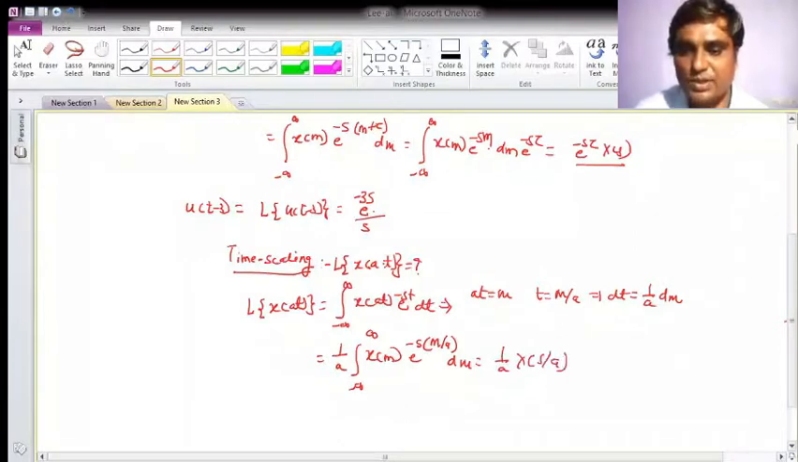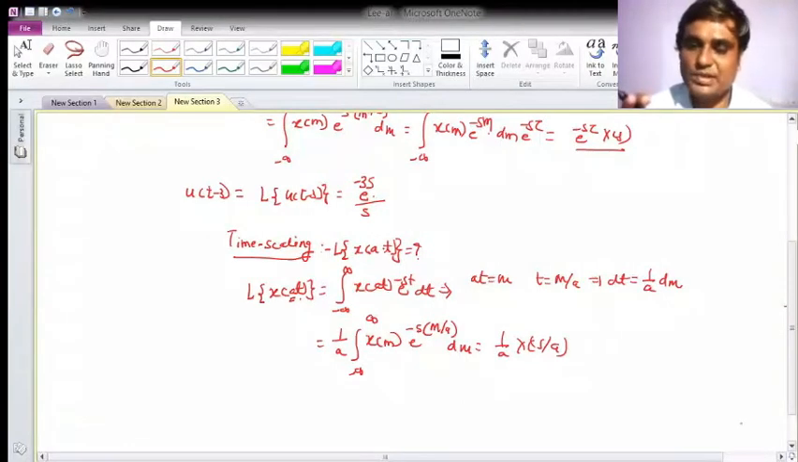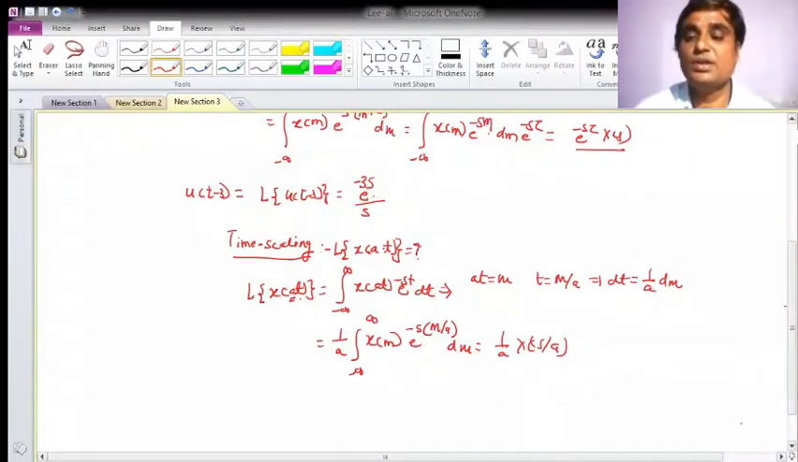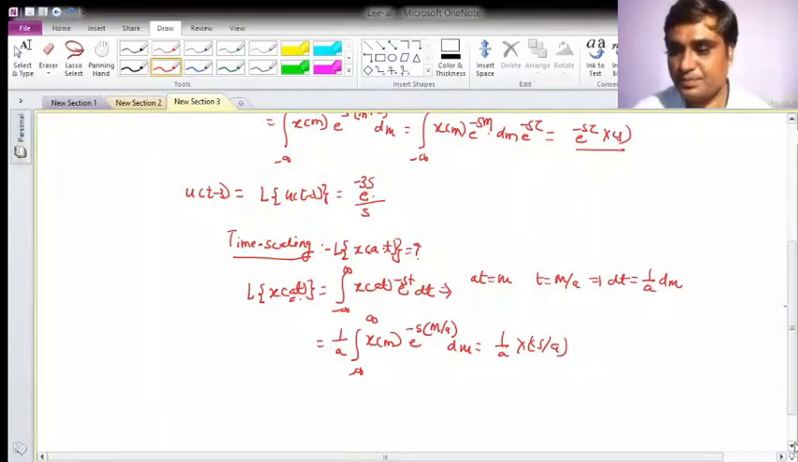Here you can see the inverse relation, that is, if I multiply a to the independent variable t, what is happening in the Laplace domain? It is dividing, right? So it is an inverse relationship. It means if I compress in the time domain, its corresponding effect in the spectrum or frequency domain is that it will dilate. Or if I dilate the signal in the time domain, its effect is compression.